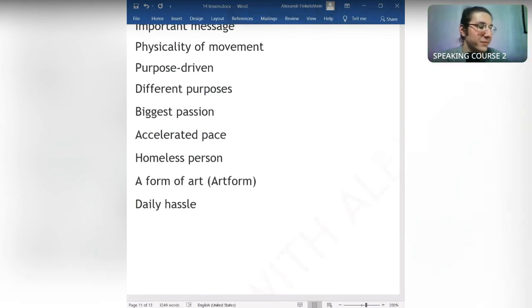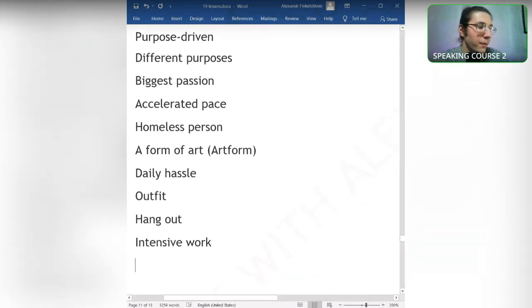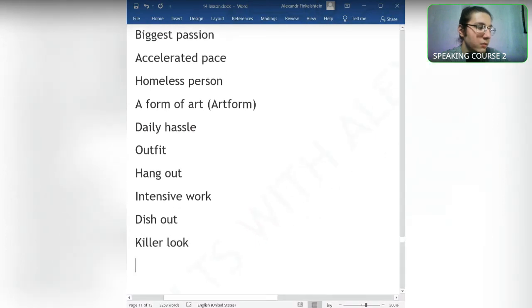Okay, what vocab did you hear me use? Outfit and hang out. Intensive. Impress somebody. Wait 1 second. Dish out. Intensive. I guess I said intensive work, yeah. Dish out. Yes. Dish out. And you said something killer. I couldn't hear. Killer look, I guess. Yes, I think that. And a business suit.